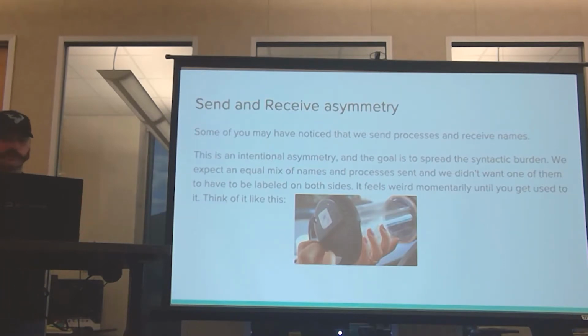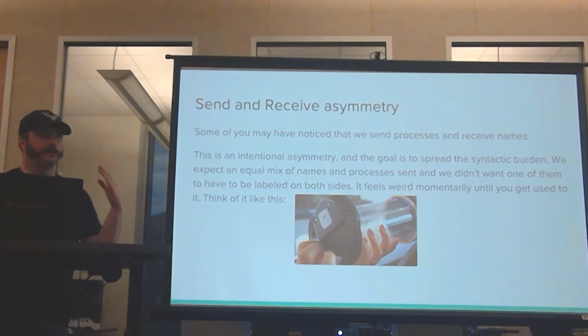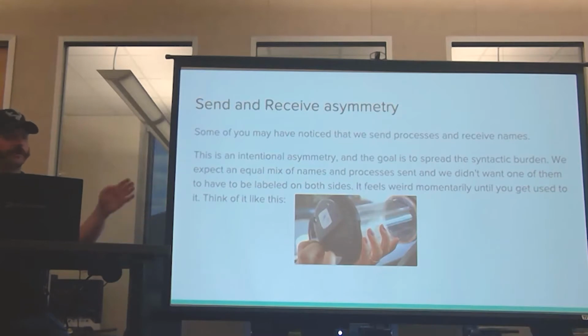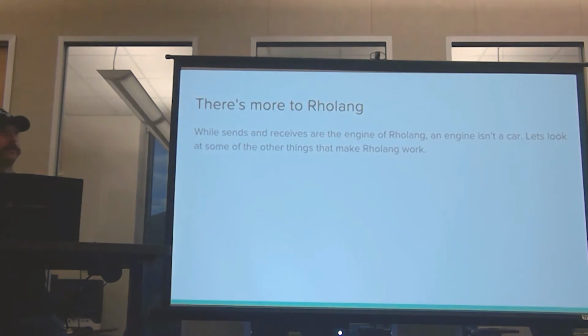It actually feels nice. Most of the time, if you're sending on a name, you'll see a star, and if you're receiving a process, you'll see an @ in the pattern. There's a balance there, and I kind of like the balance. I think it's aesthetically pleasing. Semantically, we could have done it so that you always send and receive names, so it's just an aesthetic choice. It doesn't really change the way Rholang works. It just changes the way that Rholang looks on the page.